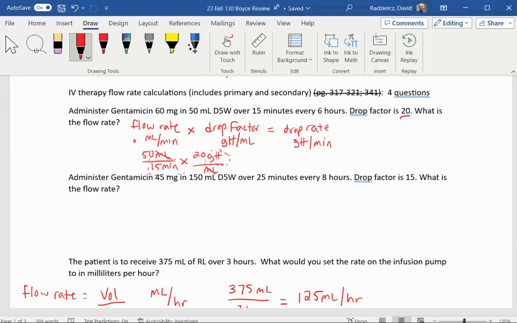Then you're going to get an answer of 66.66666666. We can't give somebody a partial drop. So this would be the one time where when it comes to rounding, we need to round to the nearest whole drop. So you should get 67 drops per minute.